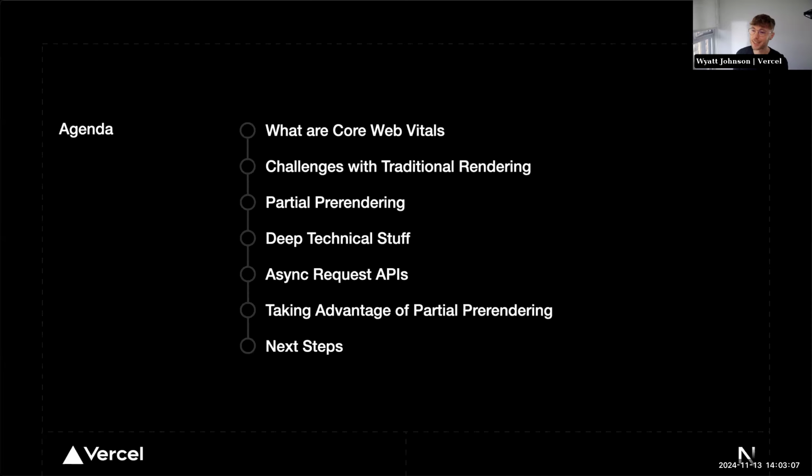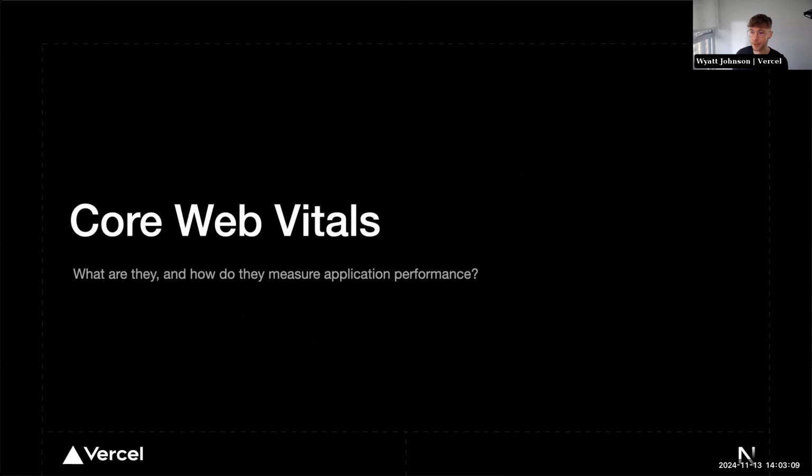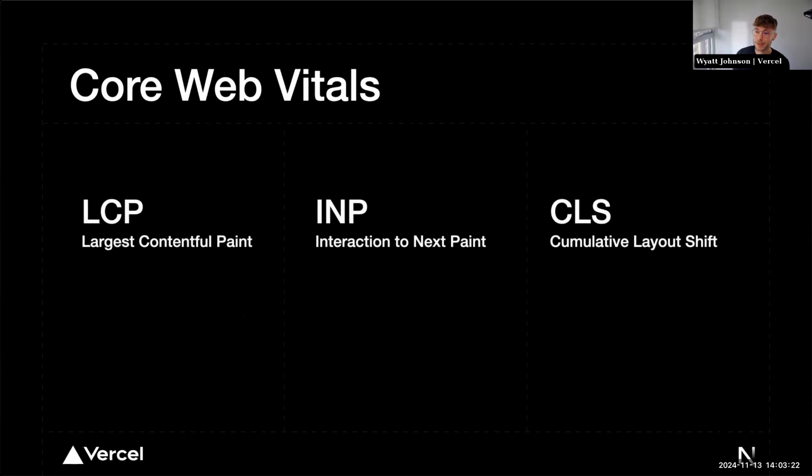Let's get into it. First, let's talk about core web vitals, what they are and how they measure application performance. Core Web Vitals describes a series of metrics that provide us with a number that we can use to evaluate the experience of our users. The metrics that make up Core Web Vitals are the largest contentful paint, interaction to next paint, and cumulative layout shift. Each of these can be measured and include target values that help developers quantitatively measure how their applications perform. Today, we're only going to really be focusing on largest contentful paint as it's the most drastically impacted by partial pre-rendering.